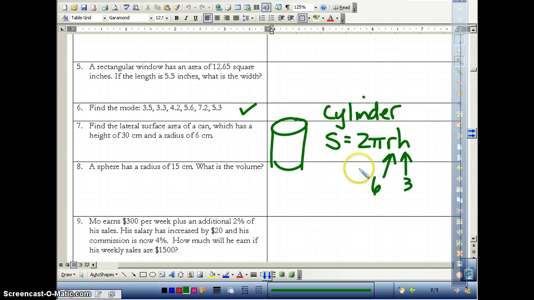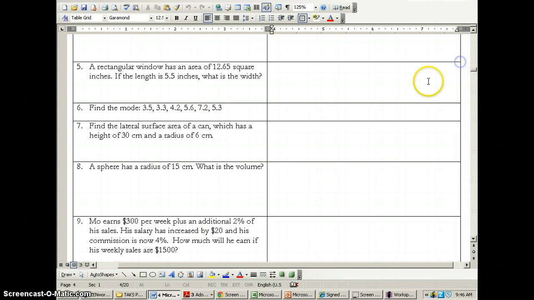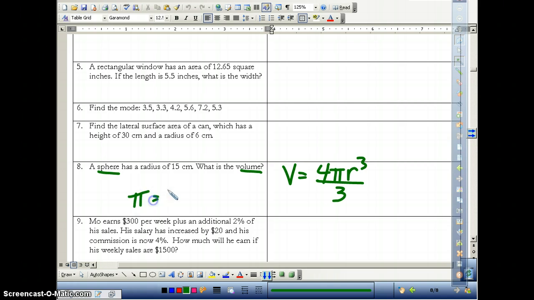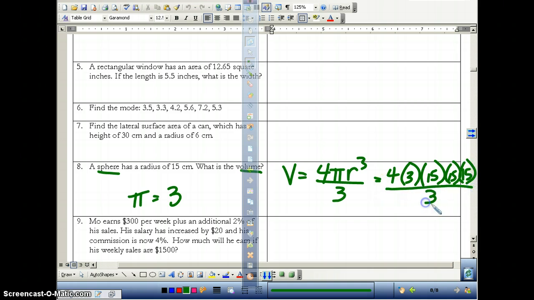It's pretty easy. Number 8, volume of a sphere that has a radius of 15. It's a sphere. They want volume. Look on your formula chart. I personally would use 3 for pi. That's what I would do on the STAR test. So you're going to do 4 times 3 times your radius. That's 15 times 15 times 15, all divided by 3. You know what makes your math easier here? That 3 cancels out with that 3. All right?